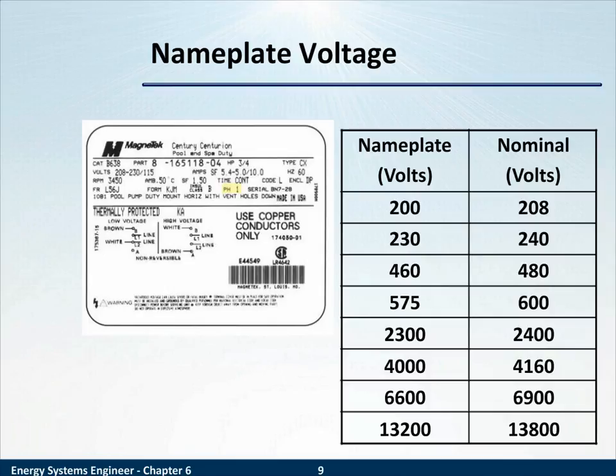The nominal voltage on the right shows a difference, typically a pretty consistent percent difference from the nameplate voltage. The reason nominal voltage is lower is because there is indeed a difference between voltage rating, the nameplate, and voltage supply, or nominal. And this difference allows for the voltage drop between the equipment and the supply.